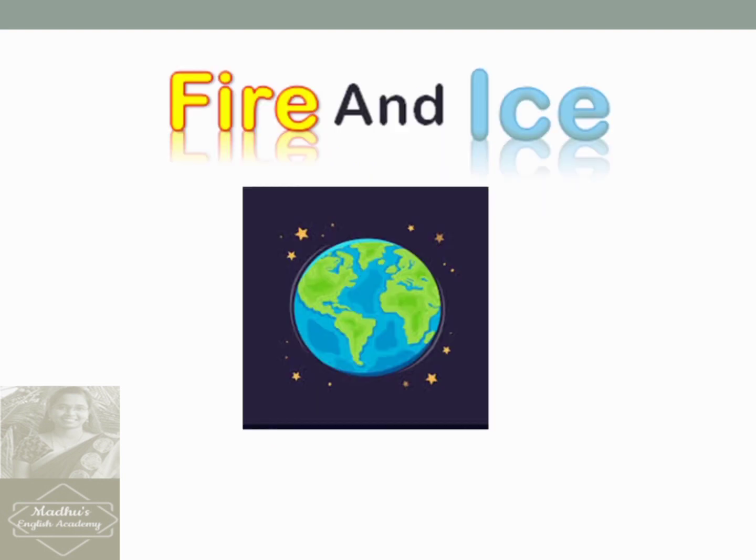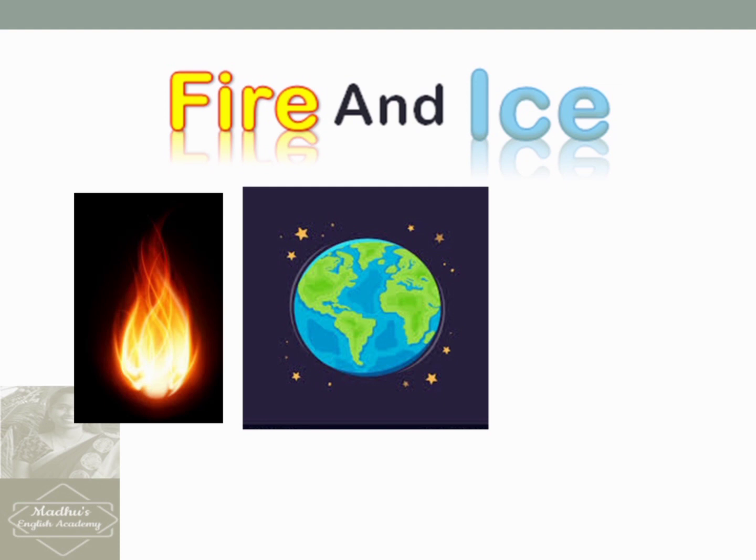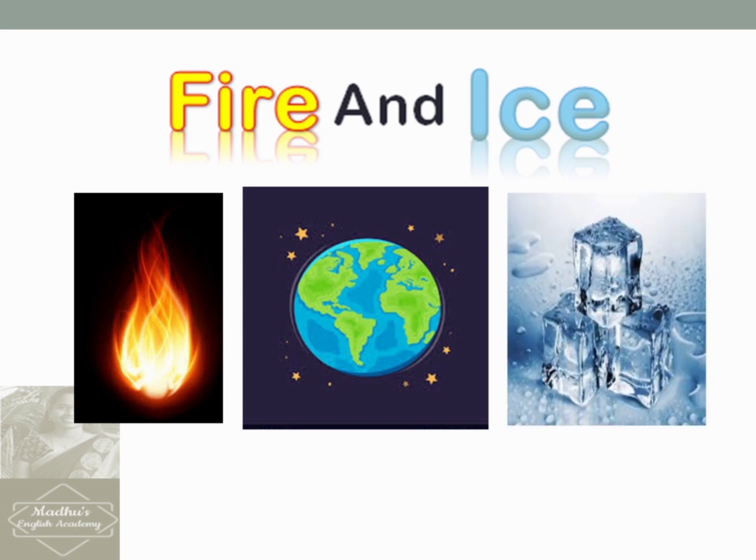In this poem, the poet refers to predictions of how the world will end. If we take the literal meaning, it is very evident that the world may perish or be destroyed due to fire or ice. This is scientists' opinion too. Scientists say that the world may die because of excessive heat or because of excessive cold.